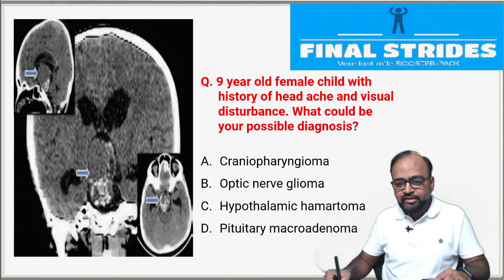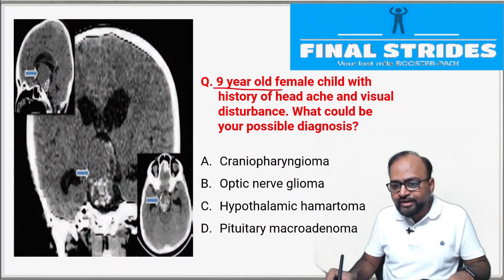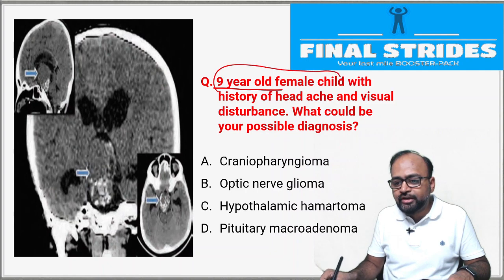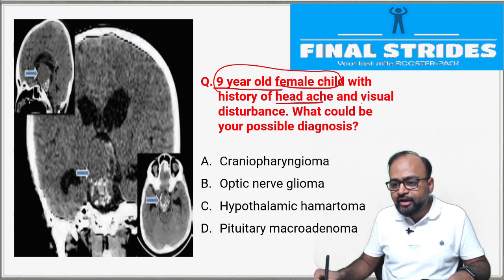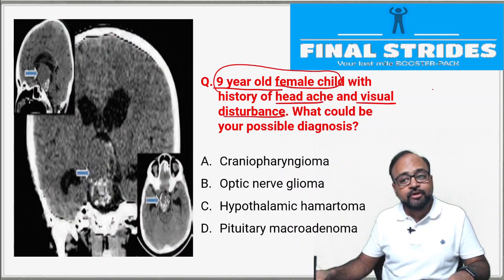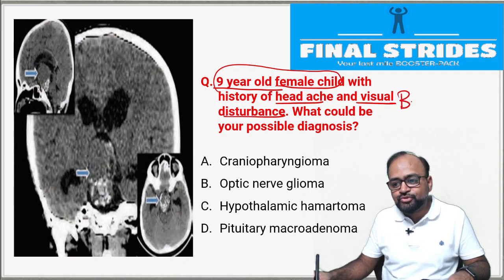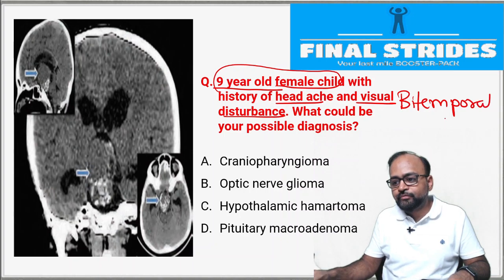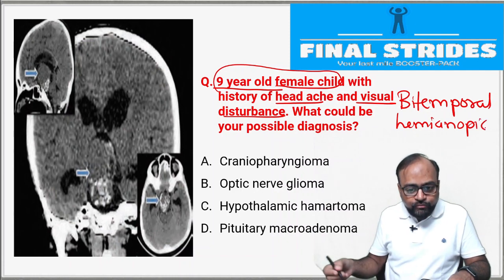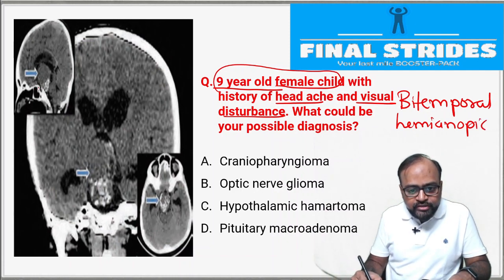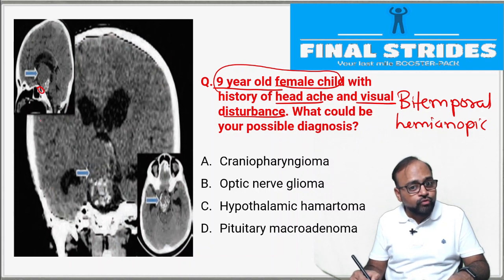Now look at this classic history clincher. A child presents with headache and visual disturbances. A very typical visual disturbance described here is usually a bitemporal hemianopia. And what do you see? You see that this is the sella. The sella is not involved.